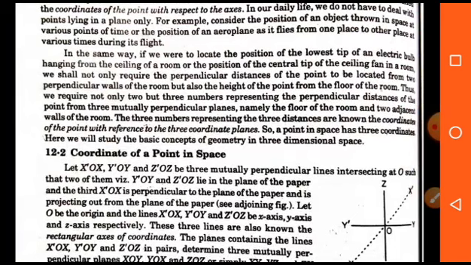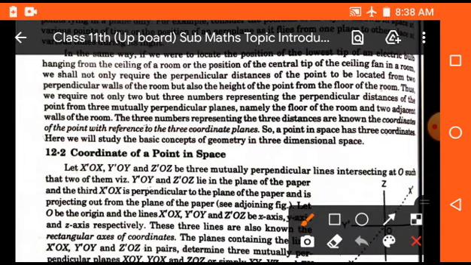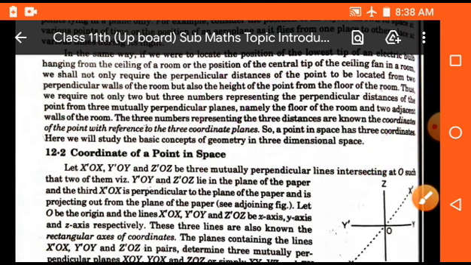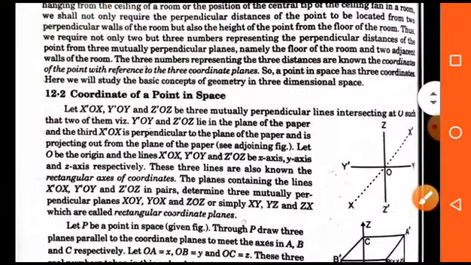But first of all, I want to introduce what is two-dimensional geometry. In the case of two-dimensional geometry, we will study only two dimensions, that means two axes, x-axis and y-axis. This is x-axis and this is y-axis. But in the case of three-dimensional geometry, we will study three axes as given in the figure.